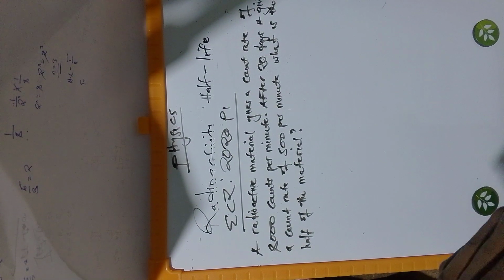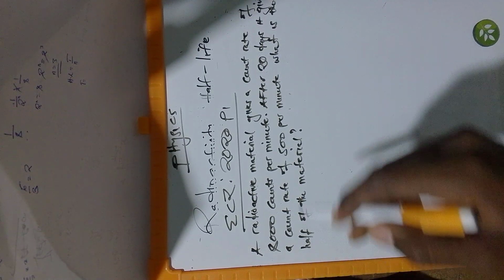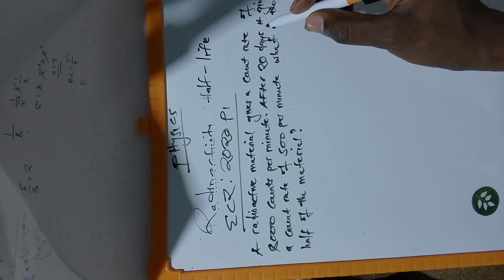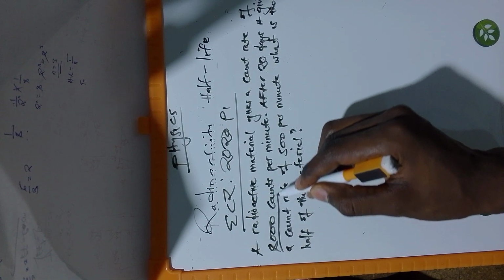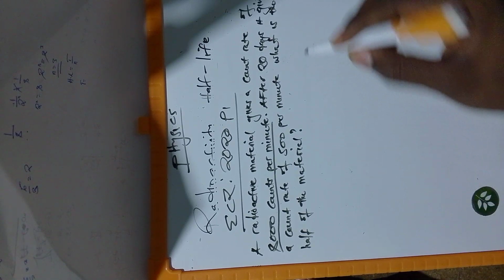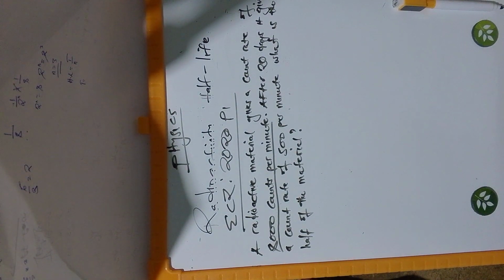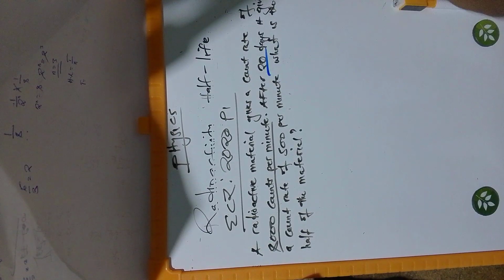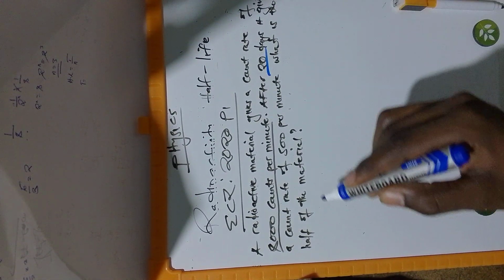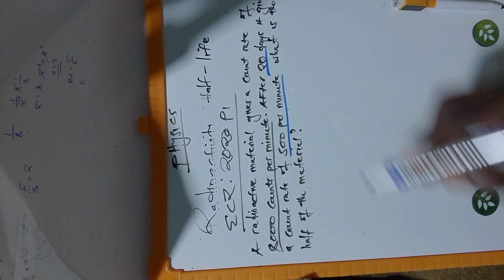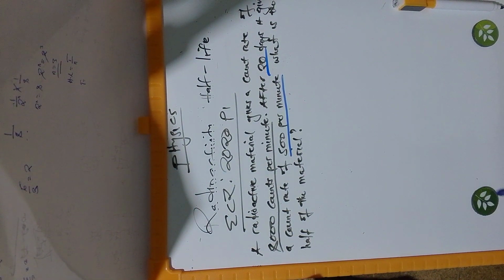Now, when you look at the question, we are saying that a radioactive material gives a count rate of 8,000 counts per minute. After 20 days, it gives a count rate of 500 counts per minute. What is the half-life of this material? So from here now, we know that we have been given the count rate. So before we use the formula for half-life, we need to find the value of n from this count rate.